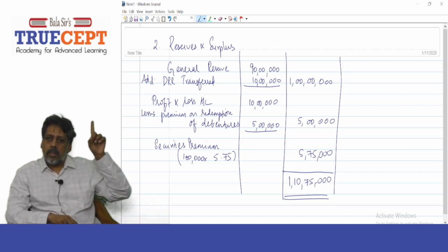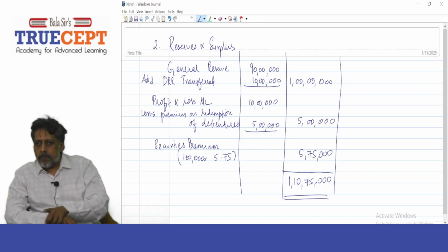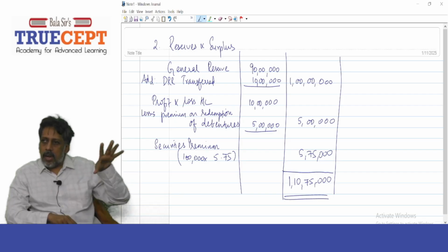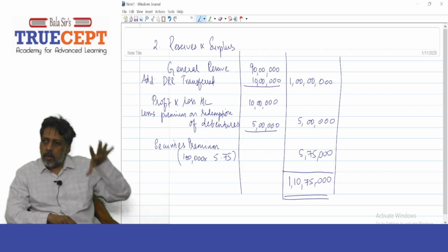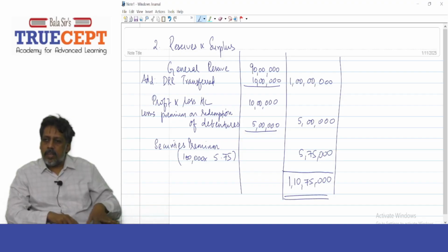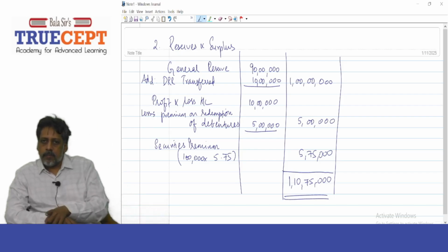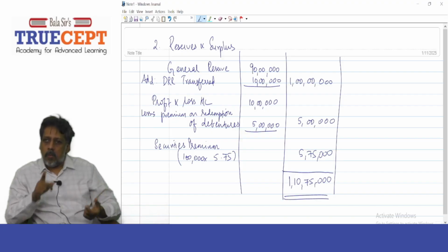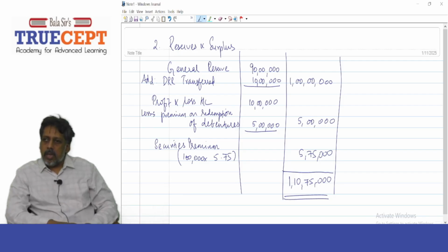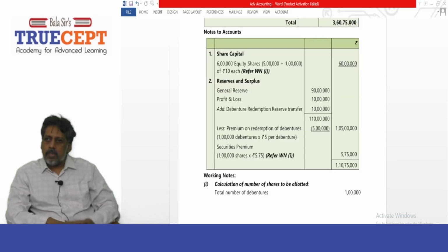And also you had to show securities premium. We issued 1 lakh shares as per working note 1 on conversion, at rupees 5.75 premium per share. How much? 5 lakh 75,000. Now add up all the three numbers. It works out to rupees 1 crore 10 lakh 75,000. And now we shall go ahead and run through the balance sheet. Now the balance sheet.